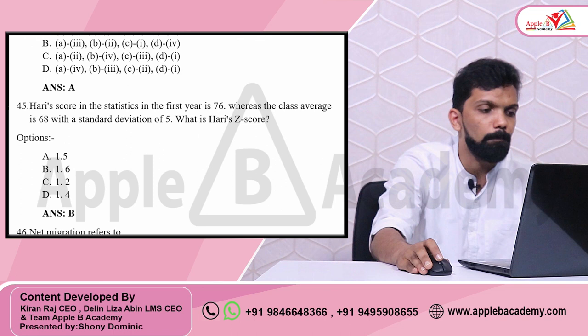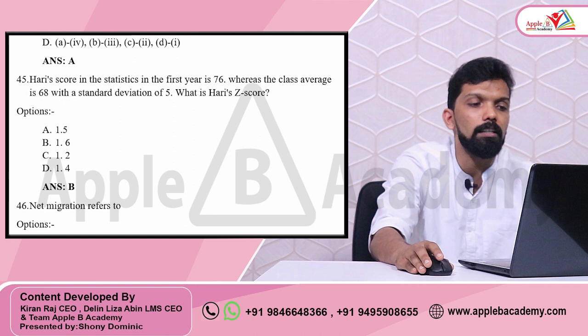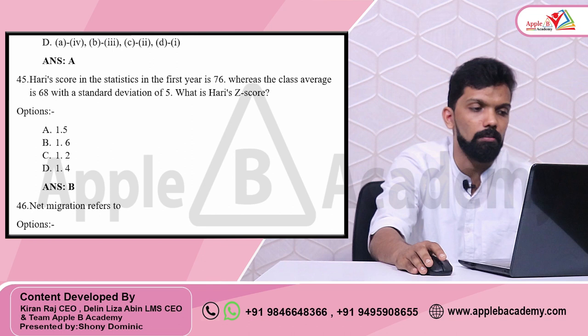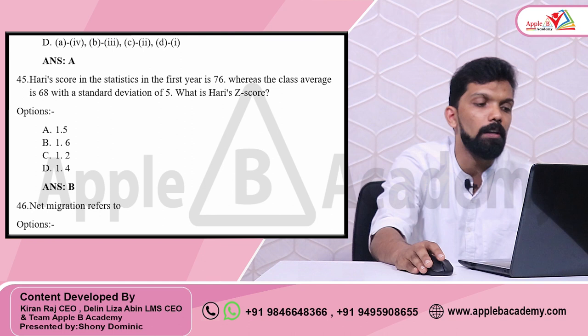Question number 45, Harry's score in statistics in the first year is 76, whereas the class average is 68 with a standard deviation of 5. What is Harry's Z score? So we have to find the Z score. The options: option A 1.5, option B 1.6, option C 1.2, option D 1.4. The right answer for this question is option B, 1.6.